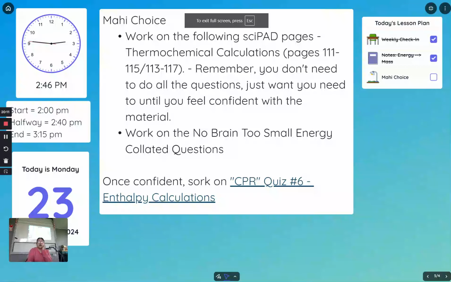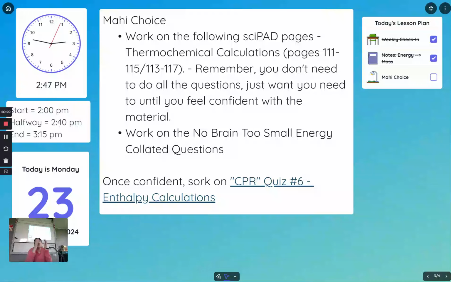So, you have a couple options. There is the Mahi choice. So you have SciPad pages that you can do. Now you can do all the questions in there because we covered both versions of this calculation. Remember, just do what you need to do to feel confident. You're also welcome to just jump straight into the collated questions.